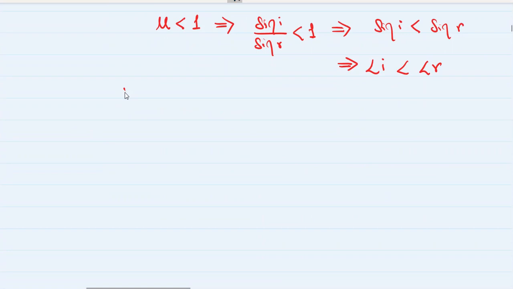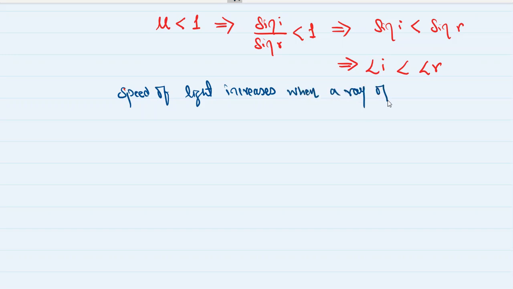Okay, yeah, so we can say that speed of light increases when a ray of light enters a medium with refractive index smaller than 1. When a ray of light enters a medium with refractive index smaller than 1, its speed will increase.